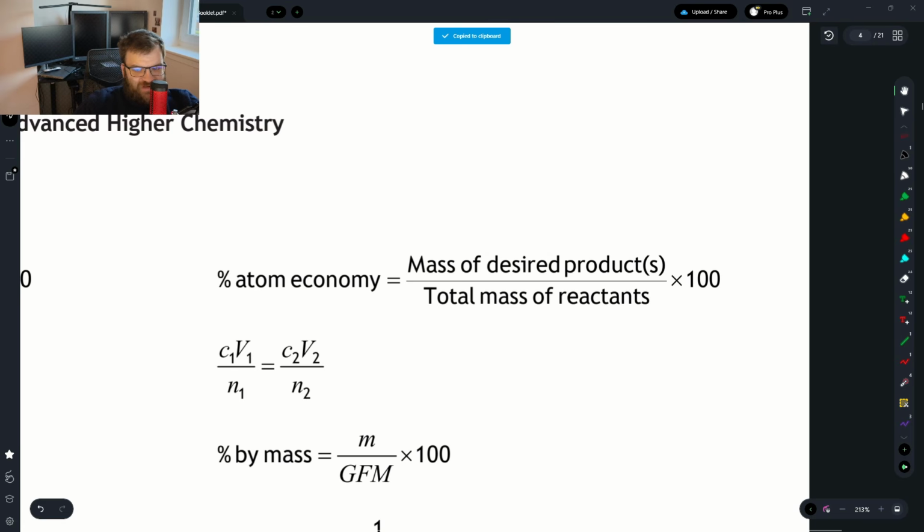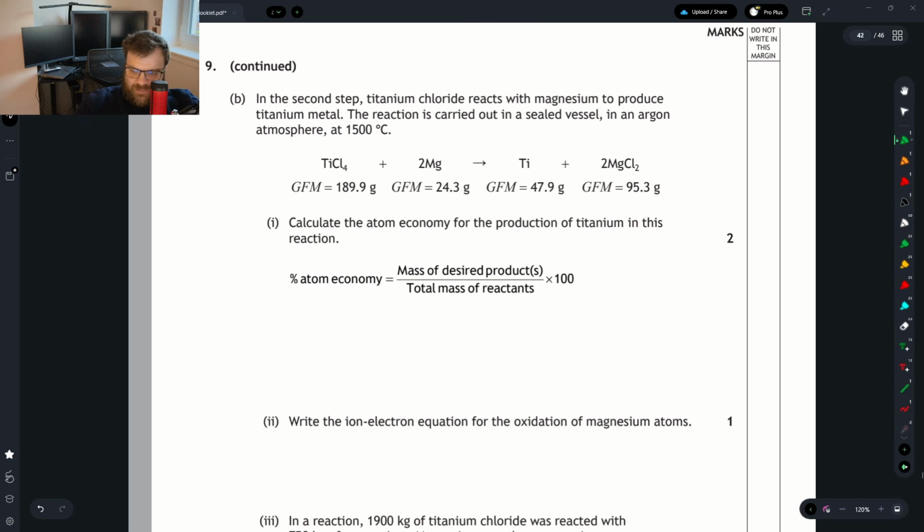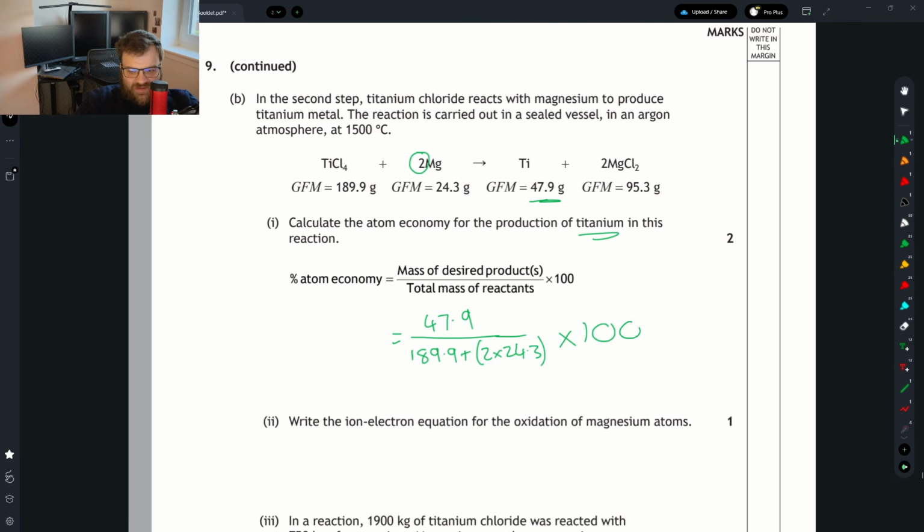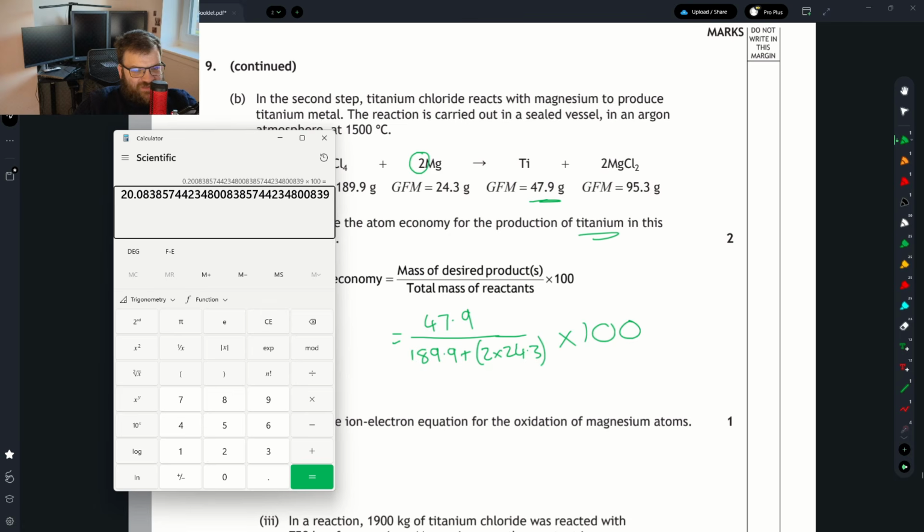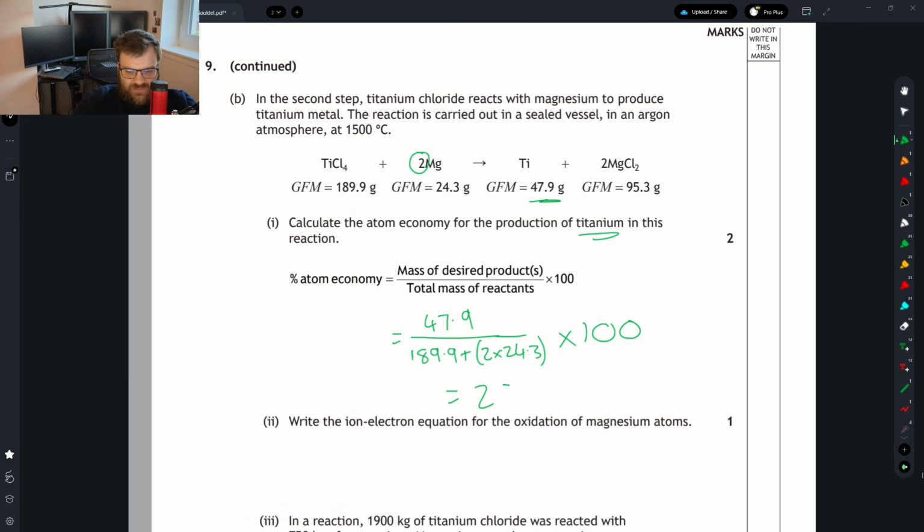Mass of desired product over total mass of reactants. One common mistake people make is forgetting to involve the balancing numbers. The desired product is titanium. And there's one titanium, so it's going to be 47.9 on top, over, well, the titanium chloride is 189.9. We have to add on 2 times 24.3. And then you want to times that by 100. Gets us to 20.1% atom economy.